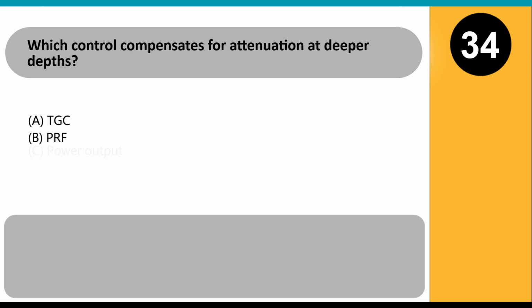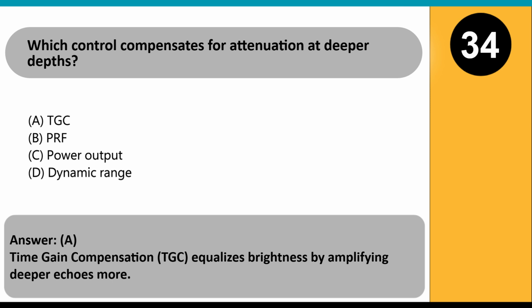Which control compensates for attenuation at deeper depths? A. TGC. B. PRF. C. Power output. D. Dynamic range. Answer A. Time gain compensation, TGC, equalizes brightness by amplifying deeper echoes more.